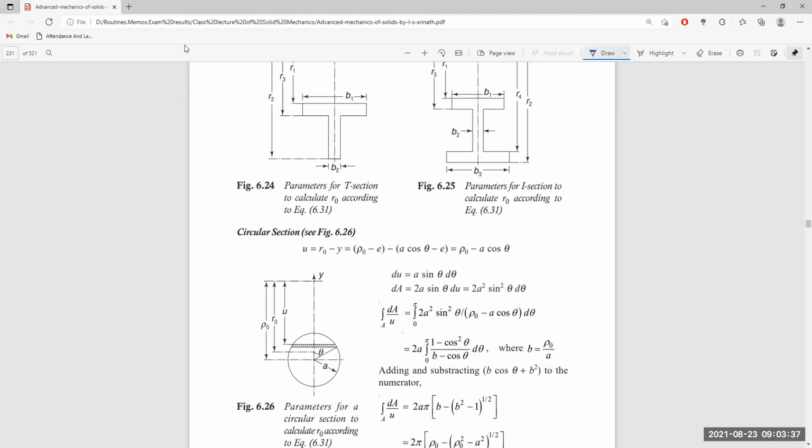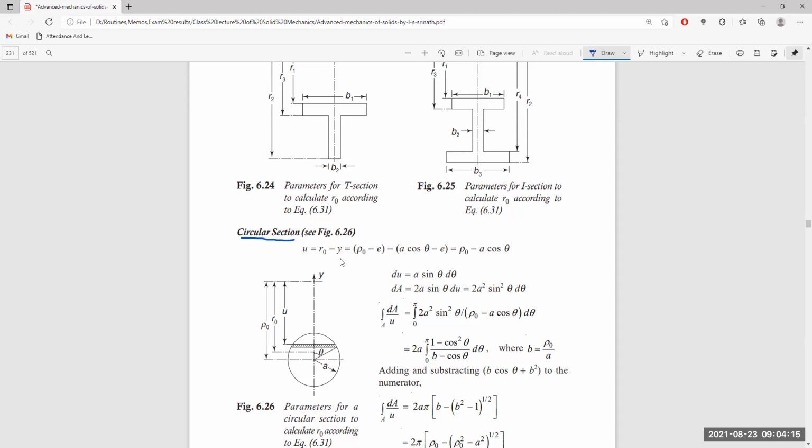the circular section itself. This is the chapter today. Now, it is given that u is equal to r0 minus y. We have already discussed what u is. It's a new parameter. It is the difference between the centroid and neutral axis itself, where r0 is the neutral axis and y is the position of a particular stress, a particular fiber, from the neutral axis itself.